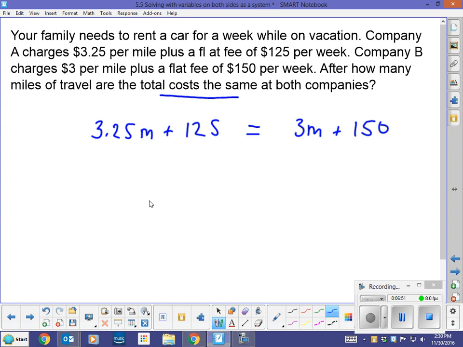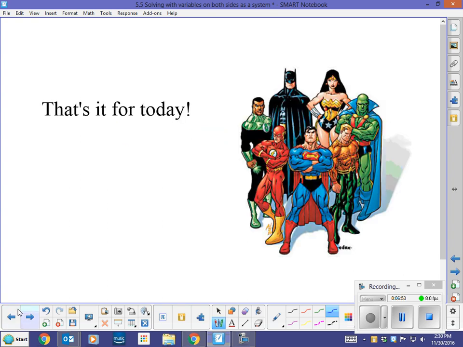But that's it for today. Like I said, a real quick little lesson on using graphing to solve equations with variables on both sides.